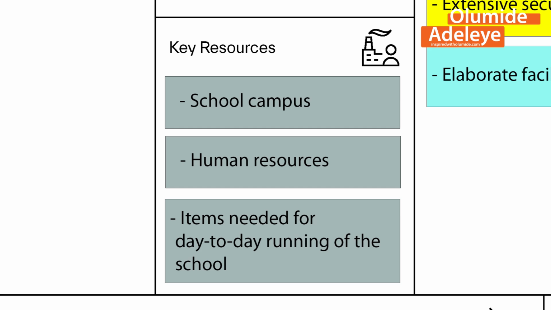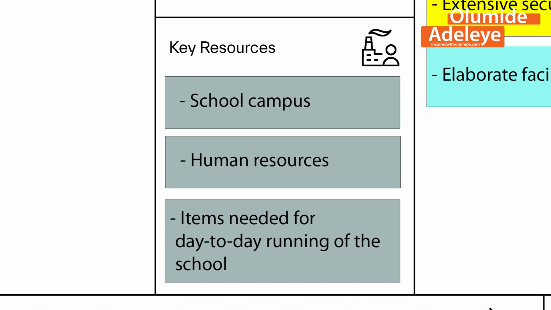Obviously, for this school, we would be talking about things like the school building, and I learned that they're building a very extensive campus. They would also need other resources like human resources, members of staff. They would definitely need a lot of money. So all of that would fall under key resources.